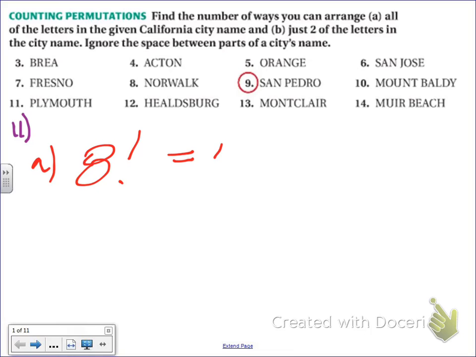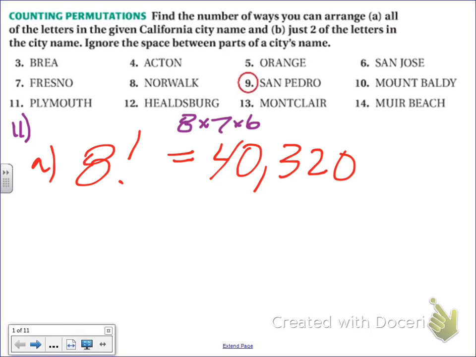So a factorial equals 8 times 7 times 6 times 5 times 4 times 3 times 2 times 1. In fact, I'll write that up here. And if you were to type that in on a calculator, either 8 factorial or 8 times 7 times 6 times 5 times 4 times 3 times 2 times 1, you would get 40,320. That would be your answer.